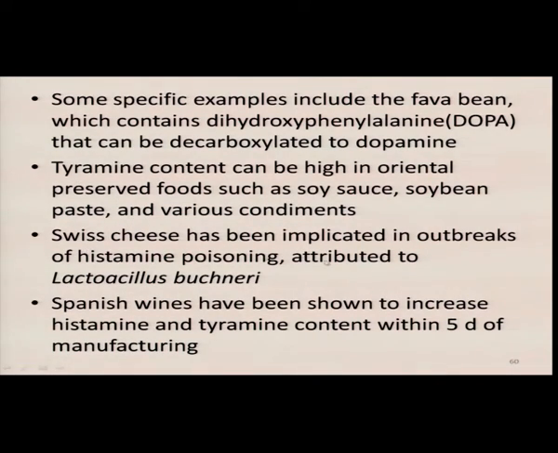Swiss cheese has been implicated in outbreaks of histamine poisoning, and this has been attributed to the organism Lactobacillus buchneri. Similarly, Spanish wines have been shown to increase their histamine and tyramine content within 5 days of manufacturing. The initial levels would be quite low, but 5 days after manufacture, the histamine and tyramine content has increased, which in turn can lead to biogenic amine poisoning.